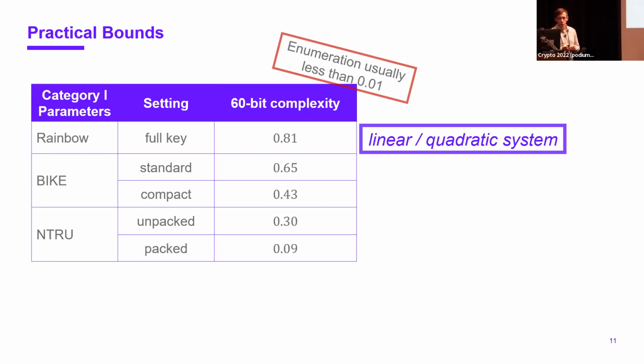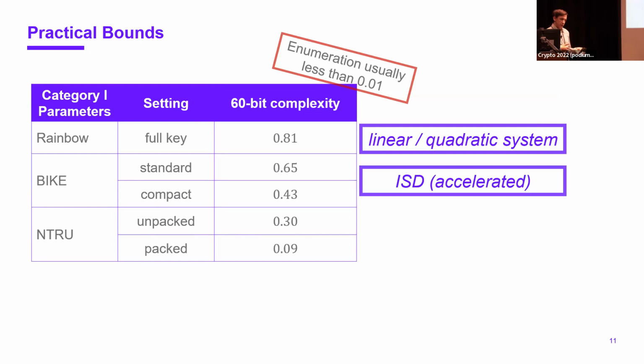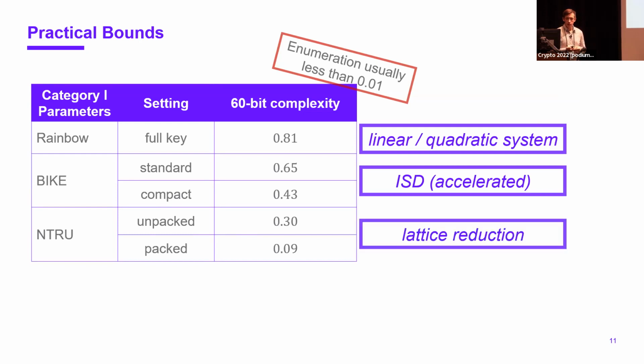So in the Rainbow case, we recover the first layer by modeling a linear system, and the second layer by solving a quadratic system. In the BIKE case, we use something similar to the asymptotic setting we have seen, like an accelerated ISD, which is modified to a non-polynomial setting. And a few practical tweaks. And in the NTRU case, we use lattice reduction, where we apply some dimension reduction by using the known leakage.